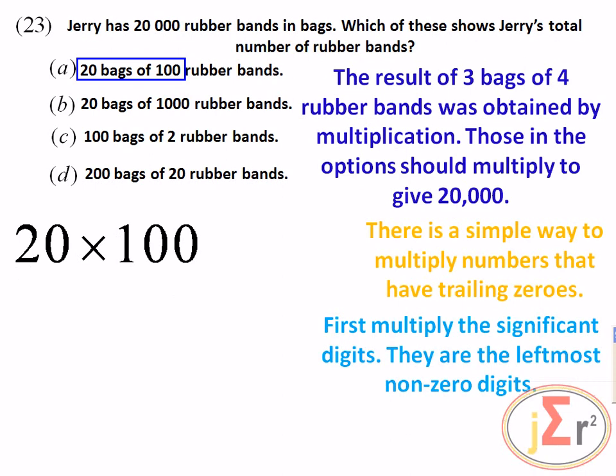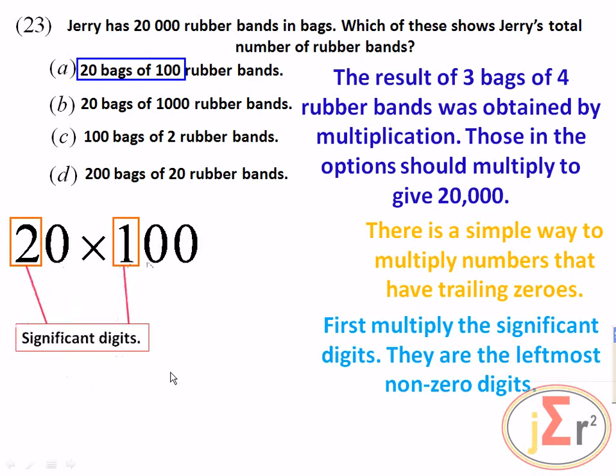So first, multiply the significant digits. What are the significant digits? 2 and 1. Okay, 2 and 1. So those are the significant digits. When you multiply them, what do you get? 2 times 1 is equal to 2. So 2 is going to be in your answer. Is that all? No, because there's no way you can multiply 20 by 100 and the result is 2.